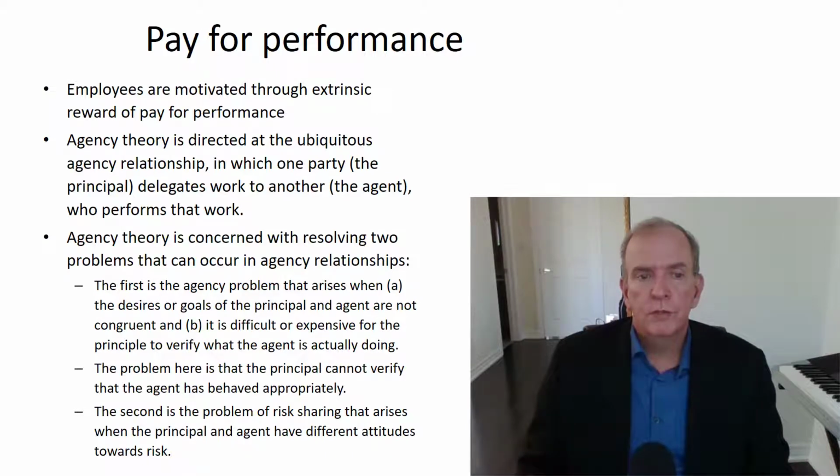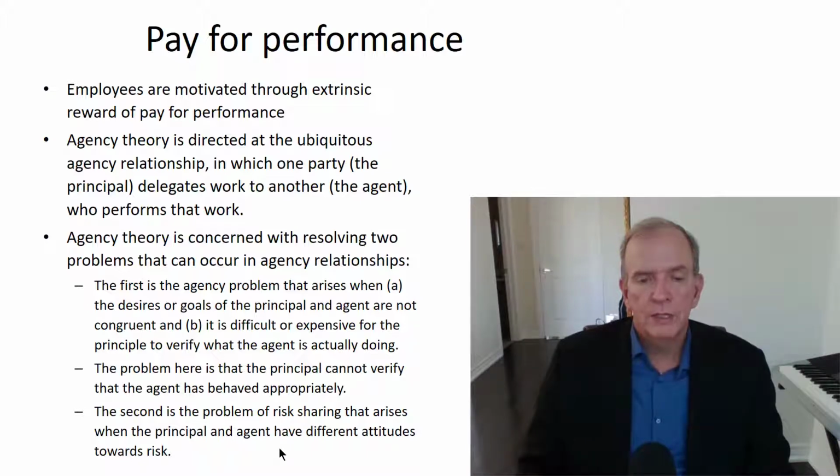Agency theory is concerned with resolving two problems. The first is the agency problem that arises when the desires or goals of the principal and agent are not congruent. It's difficult or expensive for the principal to verify what the agent is actually doing. When it gets complex, you're typically not going to get into that piecework kind of relationship because it's too complex. High task ambiguity is too difficult to do that with. The problem is the principal cannot verify that the agent has behaved appropriately.